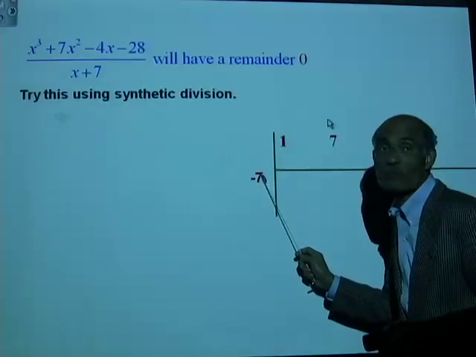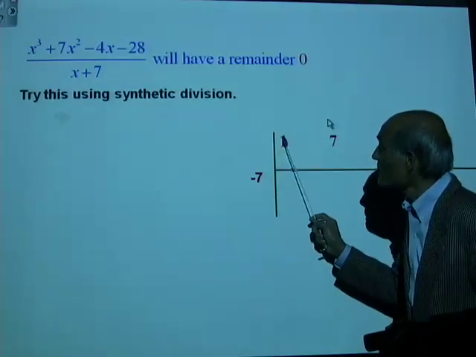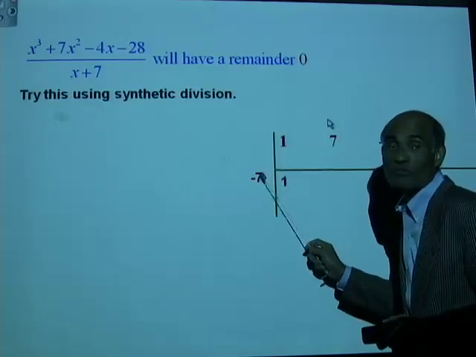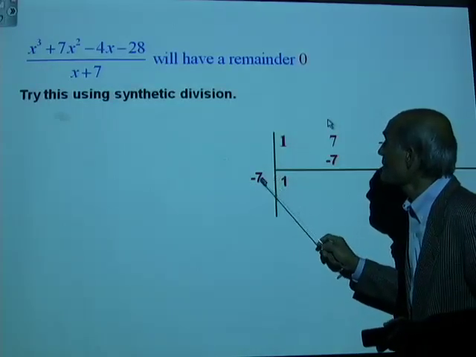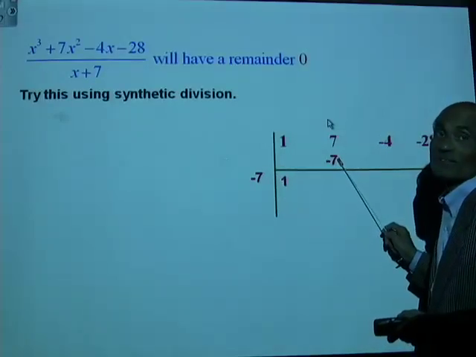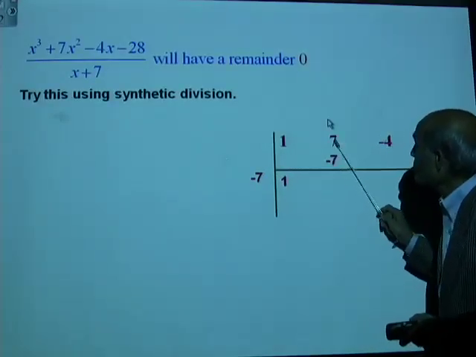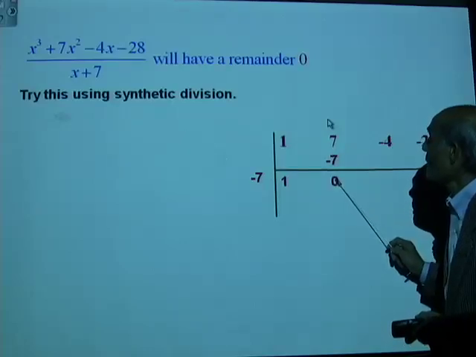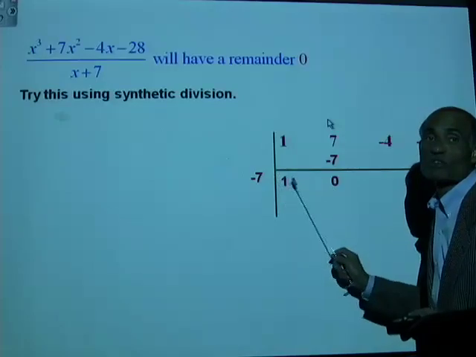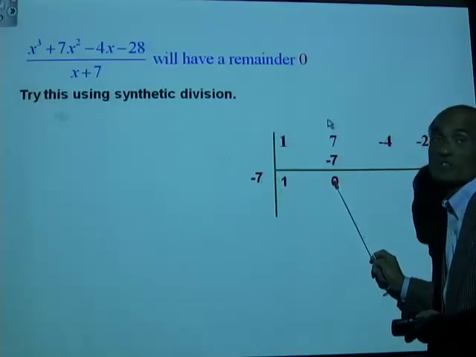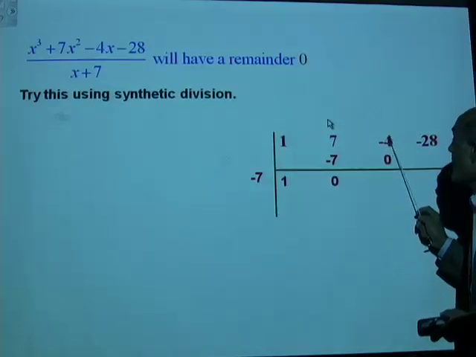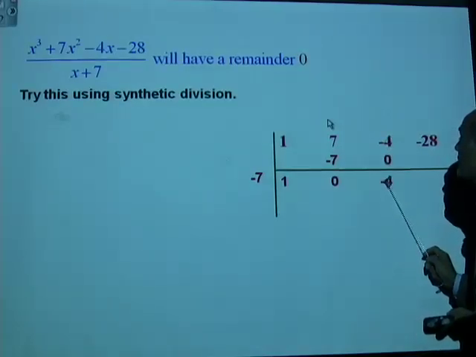Alright, what is the first step in doing this synthetic division? Bring down the first number and then multiply this number with negative 7. That will be 1 times negative 7 is negative 7. And then add these two numbers. There you are. Multiply this number with negative 7. 0 times negative 7 is 0. Write it below negative 4. Add the two numbers. It will give you a negative 4.